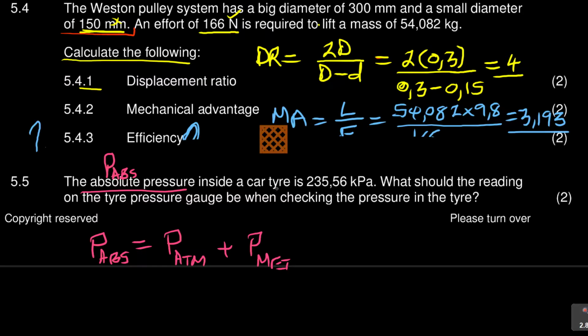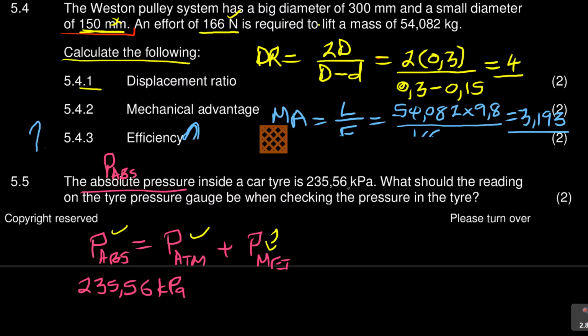The absolute pressure inside the tire. We are given this information here. So we got that, and we have that. So we are looking for this guy. So what is the absolute pressure? The absolute pressure in this case they gave us is 235,56. Now pay attention here, careful. They are saying kPa. I will maintain that so that I don't make a mistake.